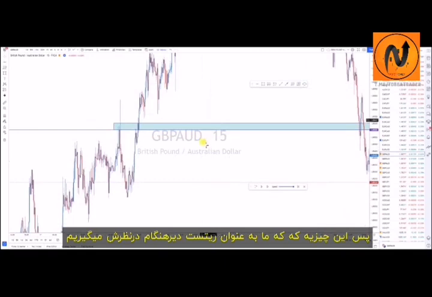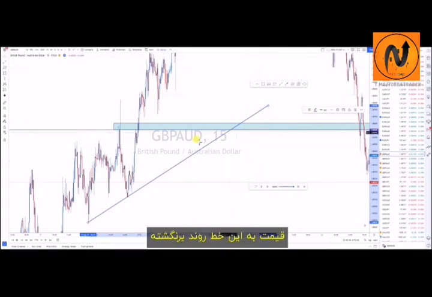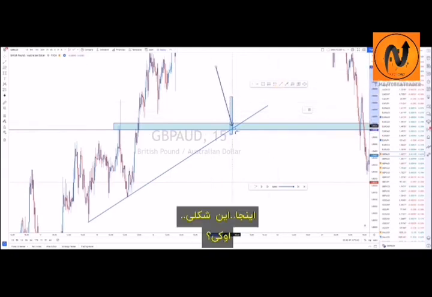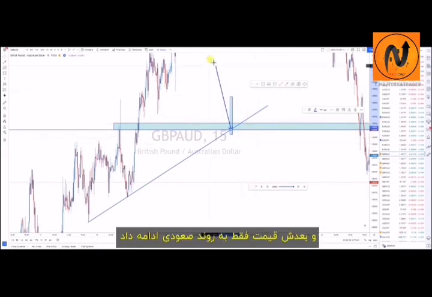Even if we draw the confluence, let's say we found a trend line here. See guys, price did not come back to this trend line. It does not even respect this as a confluence. Why? We expect that the price will come back here, at least the maximum is here. Price will come back here, like this. But price did not come back, and then price just continued on the uptrend.